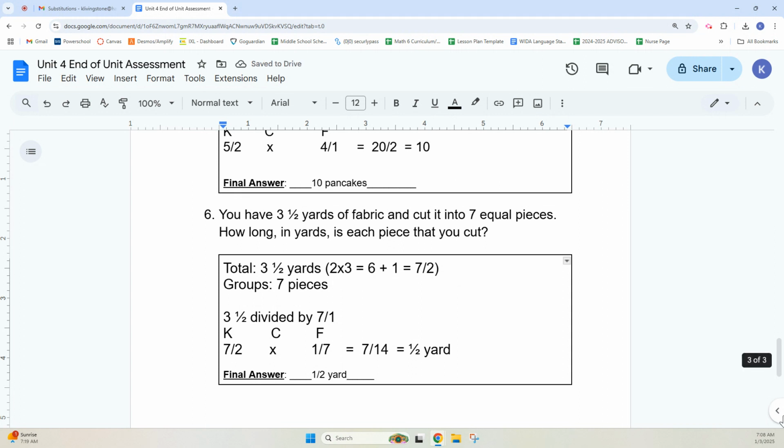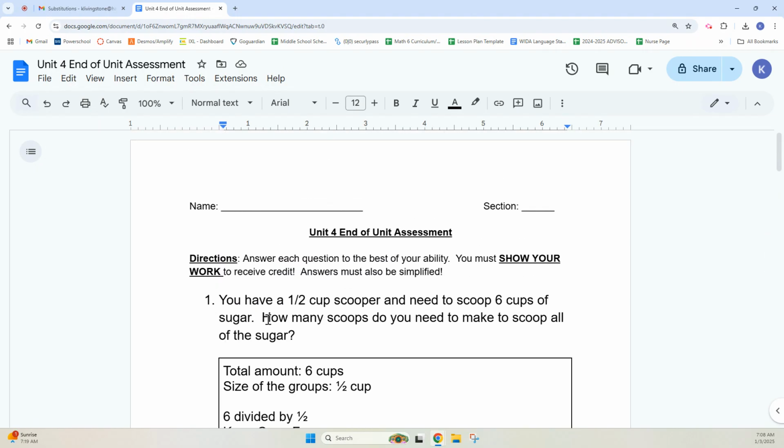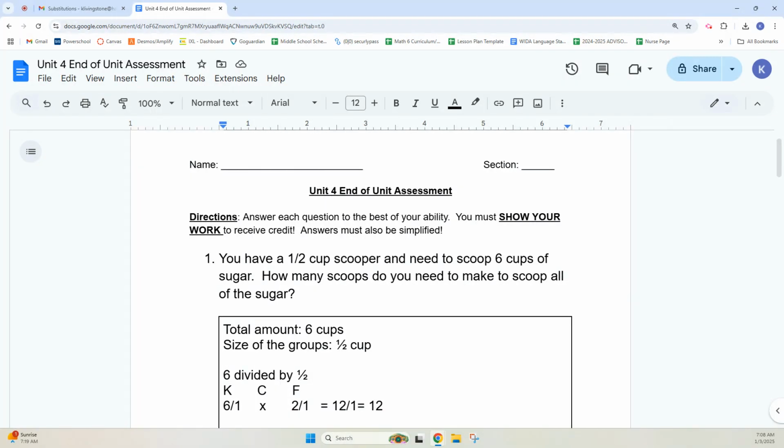All right, that concludes our corrections. And again, as long as you are following along and answering the questions correctly, you can get back up to 50 points, which is great.